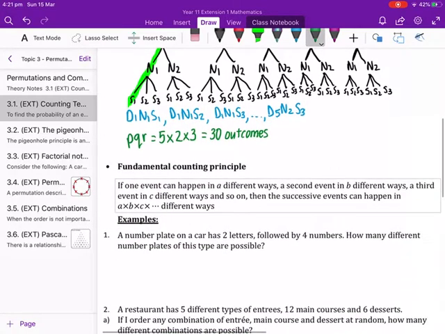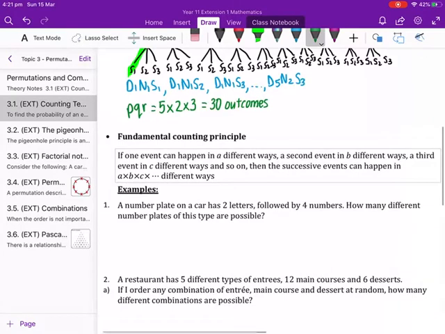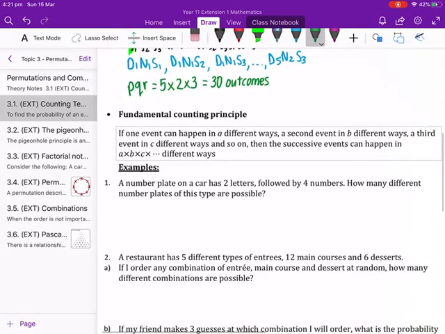The fundamental counting principle is: if one event can happen in A different ways, a second event can happen in B different ways, a third event can happen in C different ways, and so on, then the successive events can happen in A times B times C times etc. different ways. So, we have an example here. A number plate on a car has 2 letters followed by 4 numbers. How many different number plates of this type are possible?